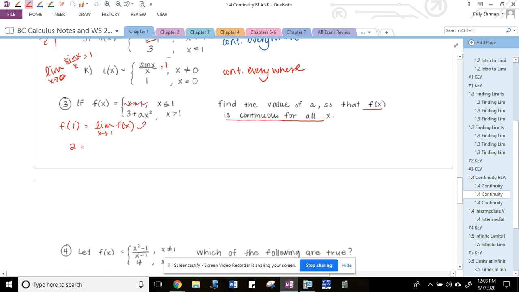I need to just plug into the bottom piece, plugging in 1 for x. So 3 plus a times 1 squared is 3 plus a. And then I can just solve for a. A equals -1. The question just said find the value of a. It didn't ask you to go back and actually find the limit value or anything like that. So you're finished at that point.